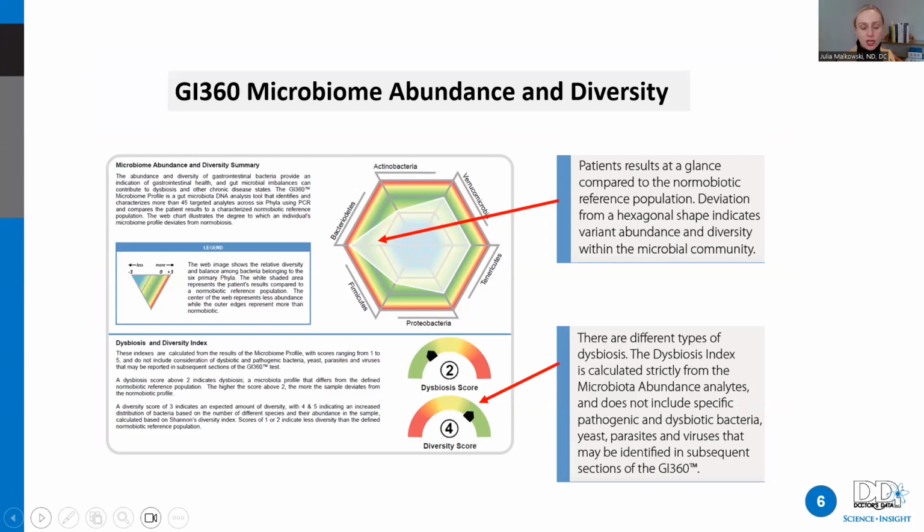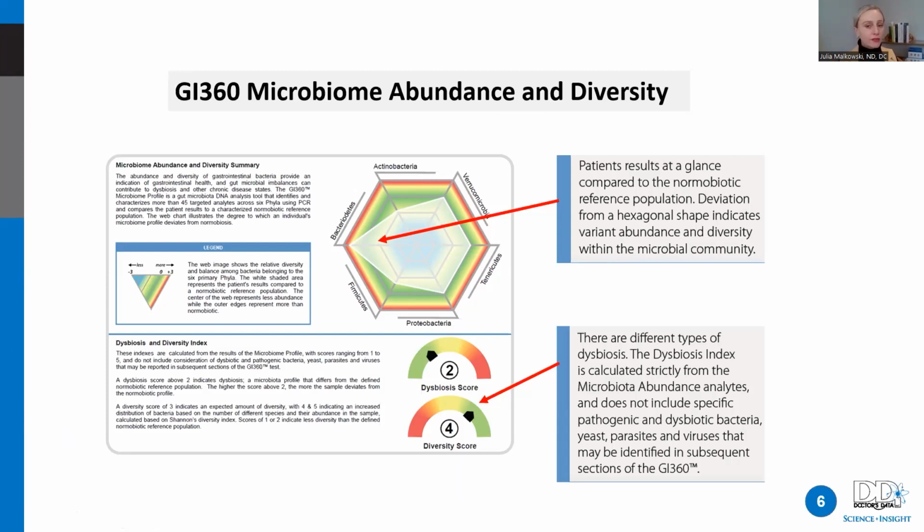So here we have the GI360 microbiome abundance and diversity information. This is the first piece of information you will see with GI360. And again, this information here is what we have been speaking about with regards to those technical verifications. So you know that this information is telling you what it is telling you. The normal biotic reference range is this green hexagon here. So this would be a perfect result if your patient's result, which is the white web, was superimposed on the normal biotic reference range. So this is where we start.